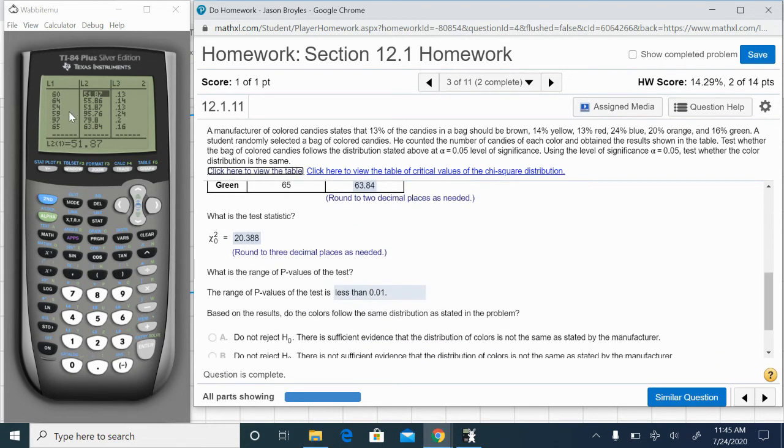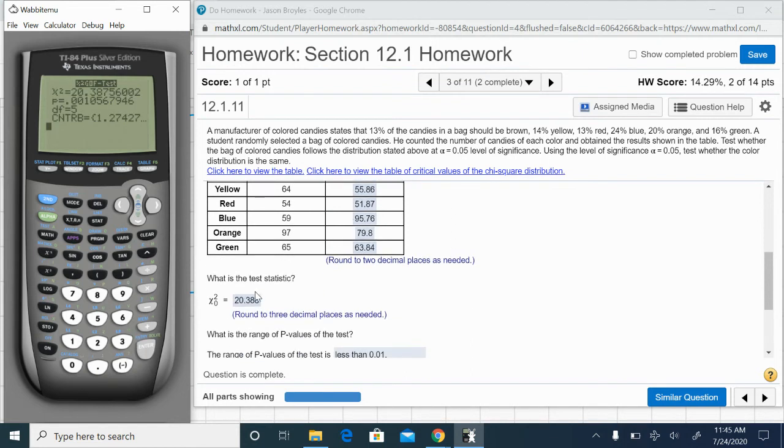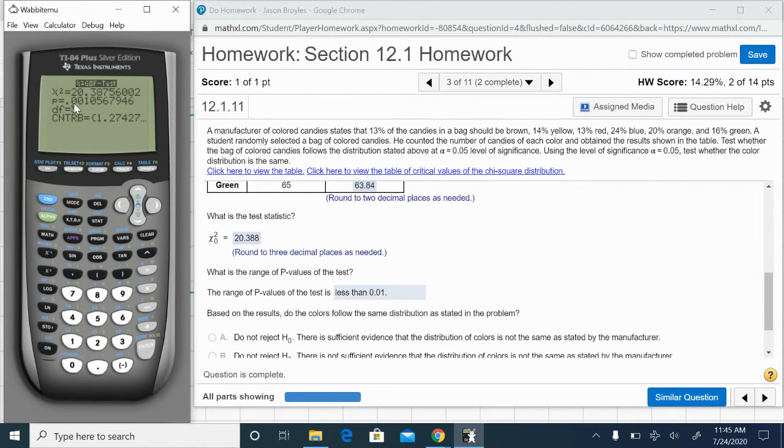The test statistic. All right, so now we have our list 1 and list 2. We have our observed values and our expected values. So the test I'm going to do is the chi-squared goodness of fit test, list 1 and list 2. My degrees of freedom now, there's 6 categories, so my degrees of freedom would be 5. Hit calculate. I get a test statistic of 20.388. I get a very small p-value. P-value is 0.001, so that is less than 0.01.